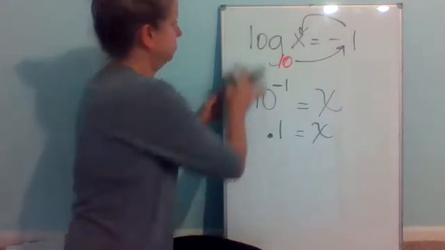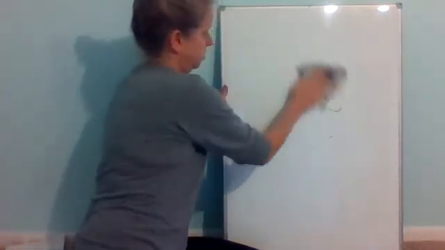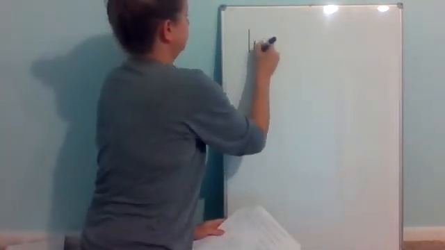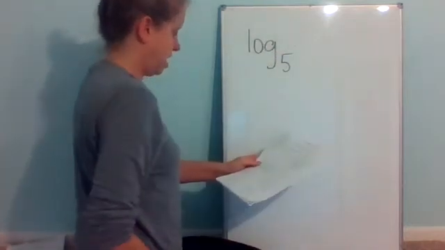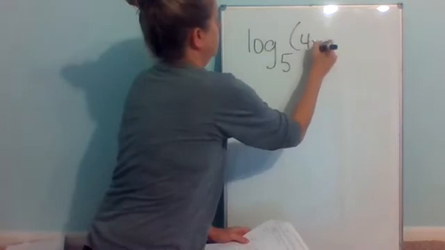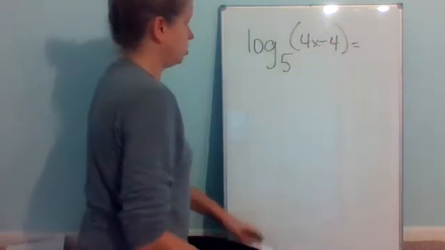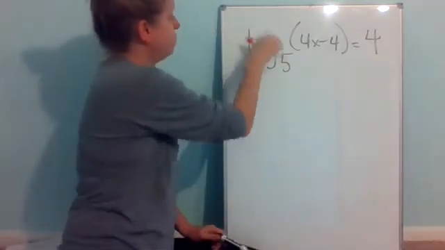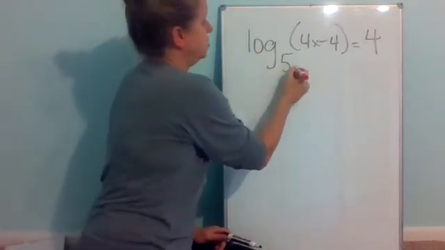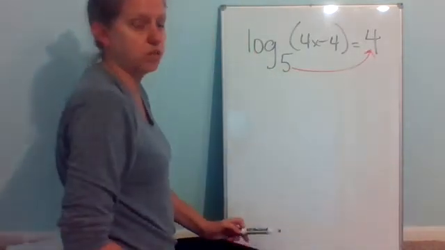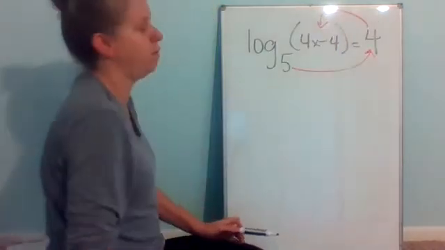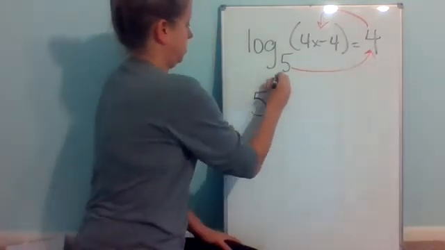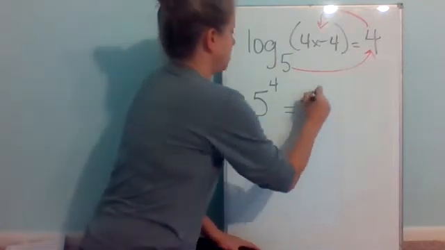All right, number 12. Log base 5 of 4x minus 4 is equal to 4. Same method, right? I just have one logarithm in my problem, which means I can use its base, raise it to the 4th power, and make it equal to 4x minus 4. So 5 to the 4th power is equal to 4x minus 4.